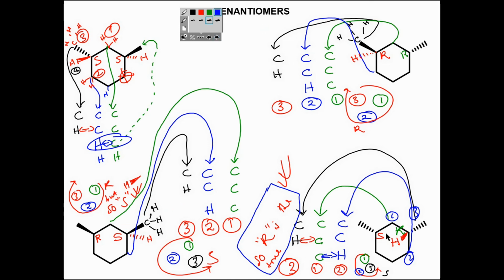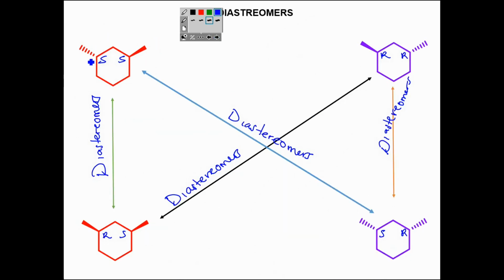Both chiral centers are switched. But what's the relationship between what we have vertically and diagonally? Next slide. Okay, so from the previous slide you have SS, RR, RS, SR. These two are diastereomers because you switch this S to an R, keeping the other two constant.